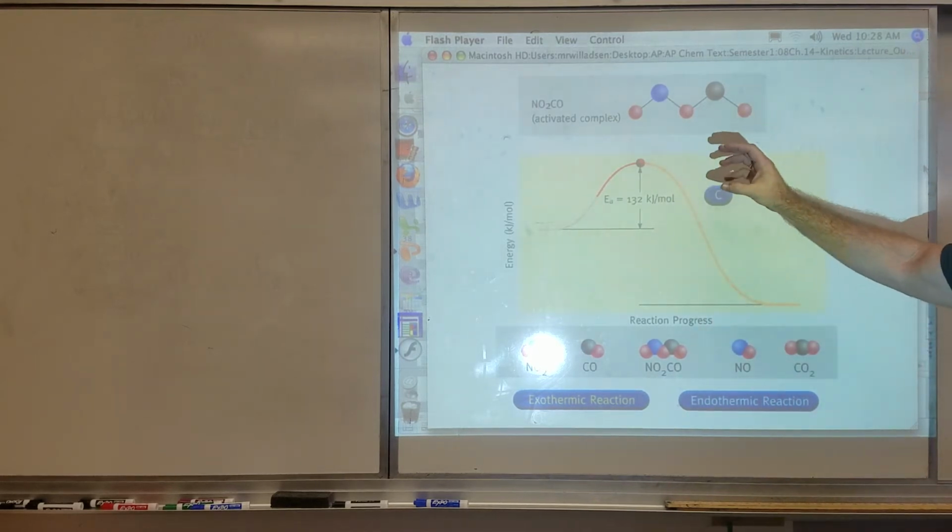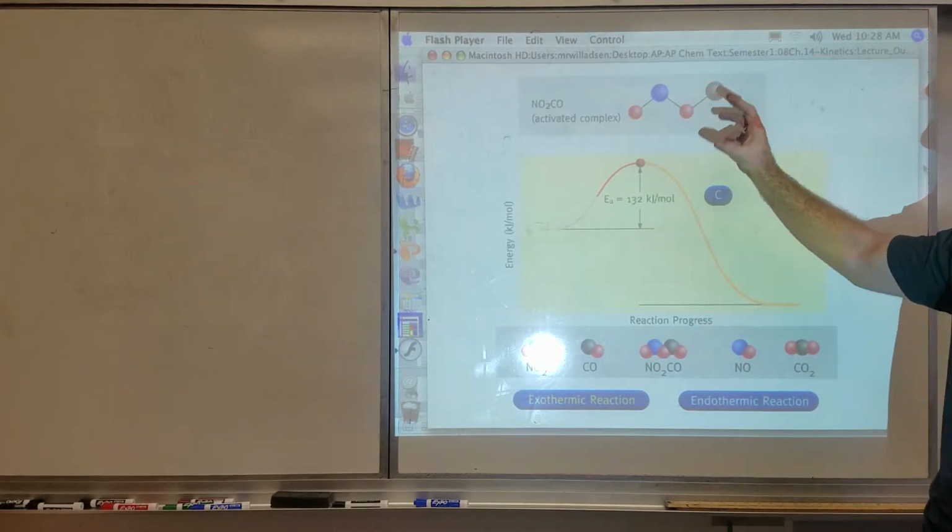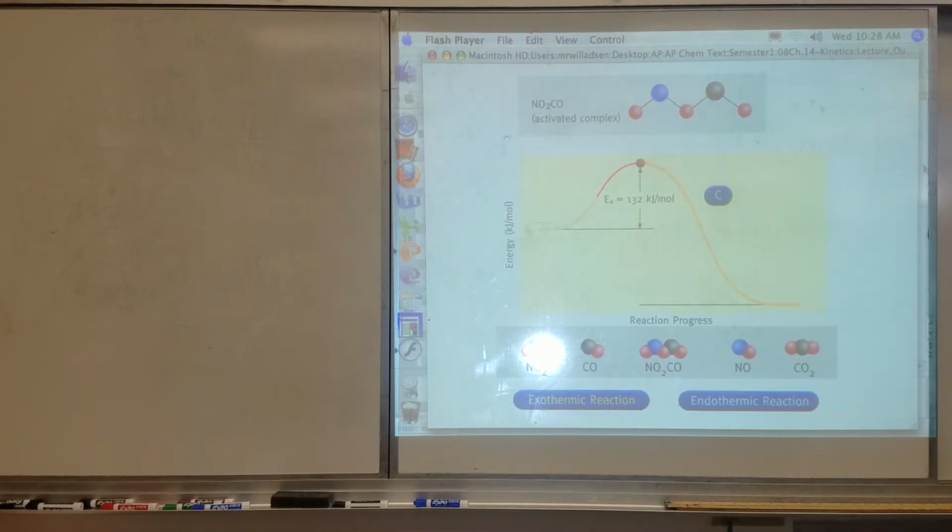But you can imagine at a high energy state, this is a very unstable complex, and so it's only going to last momentarily. At this point in the reaction, the bond between carbon and oxygen continues to strengthen, and the bond between nitrogen and oxygen continues to weaken.